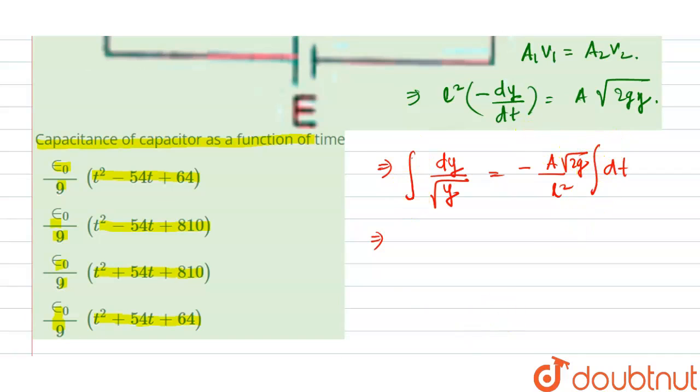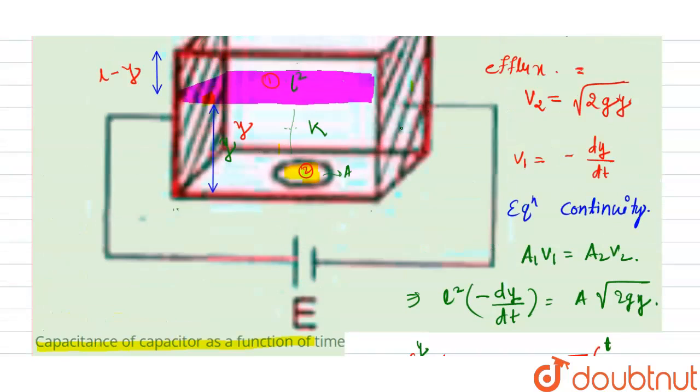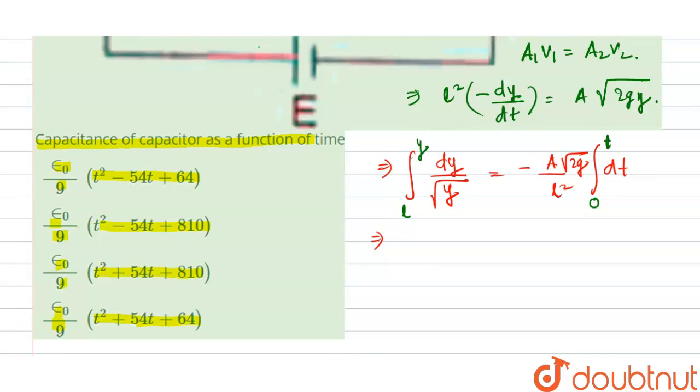And what will be the limit? If we consider that at time t equal to 0, the height of this liquid was L. If we consider some time t, the height is given by y. At time t equal to 0, the height from this bottom was L, that is the height of the cube, right?